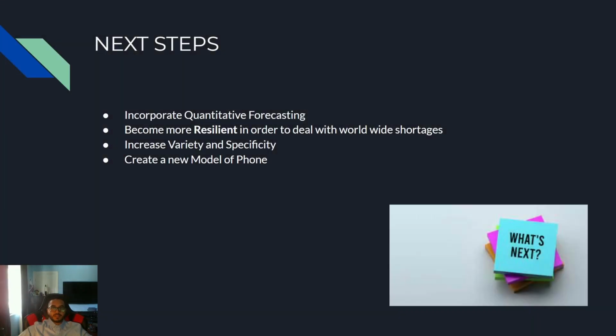So, some of the next steps the company should take in order to continually grow and improve are listed here. With these improvements and next steps, the supply chain manager will be able to make better informed decisions as well as make the company more money. The company should incorporate quantitative forecasting to work along with their qualitative methods already used. They should become more resilient in order to deal with shortages like the ongoing chip shortage, and they should increase the variety and specificity in order to attract new customers in different price ranges. They should also create a third phone at a mid-tier price point in order to further push their value proposition.